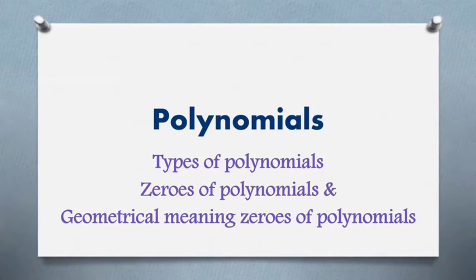Now, second chapter of your class: polynomials. In class 9th you have covered the definition of polynomials, types of polynomials, and zeros of polynomials. But as a revision, again you have to note down and revise types of polynomial and zeros of polynomial.